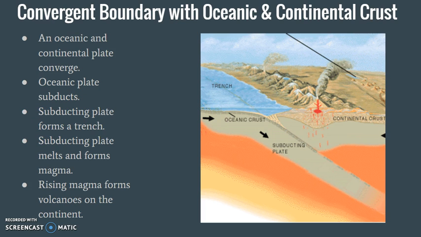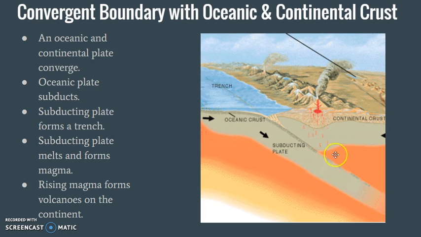All right. Next, we're going to talk about a convergent boundary with oceanic and continental crust. Here's the oceanic crust. Here's the continental crust. We already know that the oceanic crust is going to subduct because oceanic crust is more dense than continental crust. When it subducts, it forms a trench. This is the long little hole where the oceanic crust is getting subducted. It makes a very deep trench in the ocean.